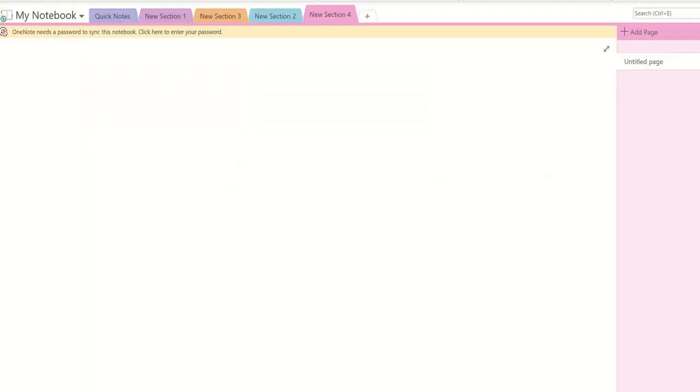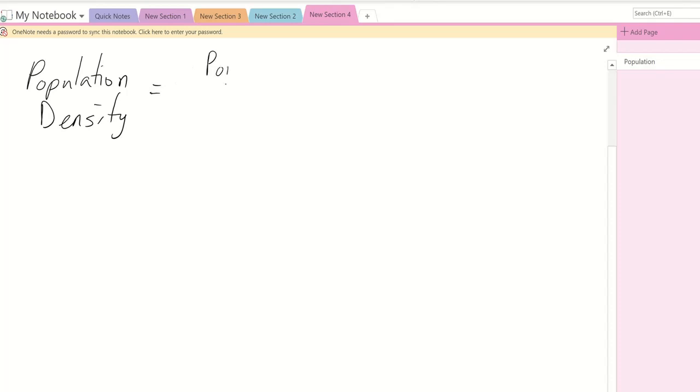So let's open up a new sheet. Population density is, so let me take out population. The formula for population density is population, not that hard, over area. Now the unit of area could be anything in terms of a distance squared.